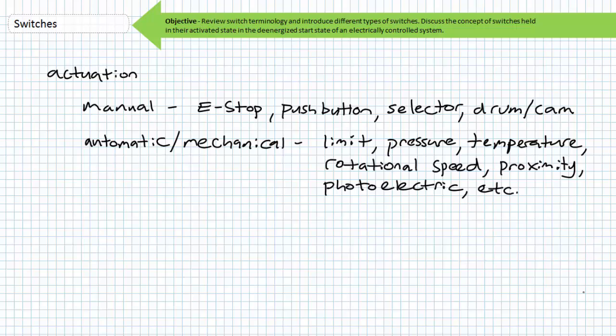An ESTOP, a push button, a selector switch, or a drum or cam switch might be good examples of manually actuated switches. An automatic or mechanical switch is something that doesn't require the presence of human hands or feet to hit. Such automated devices allow continuous function without constant human input or attention. Examples might be a limit switch, a pressure switch, a temperature switch, a rotational speed switch, a proximity switch, or a photoelectric device. We'll introduce and examine a number of different types of switches and their common schematic symbols in a moment.